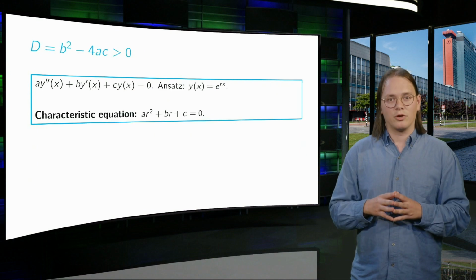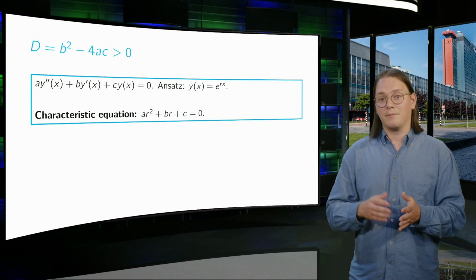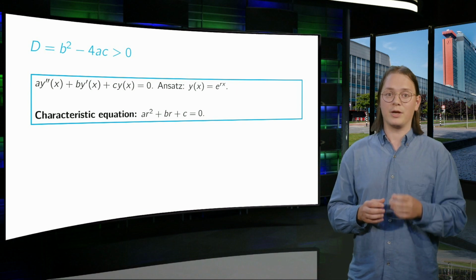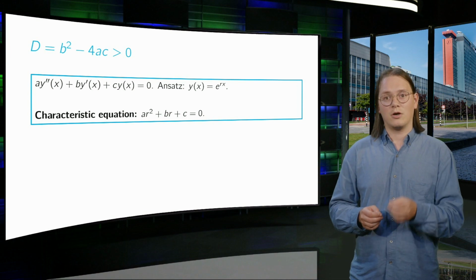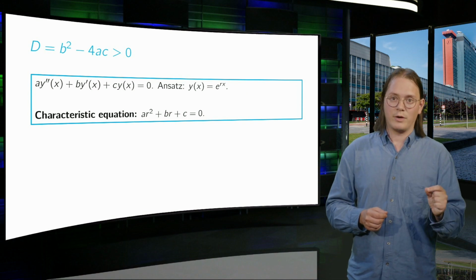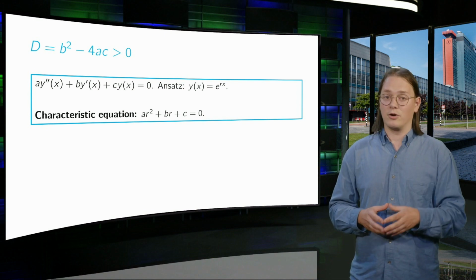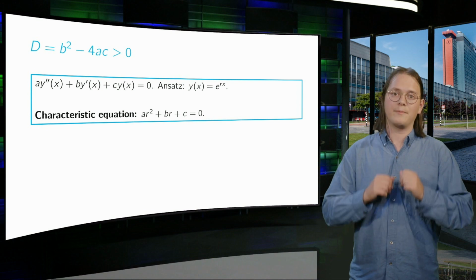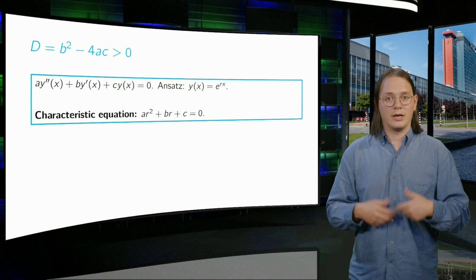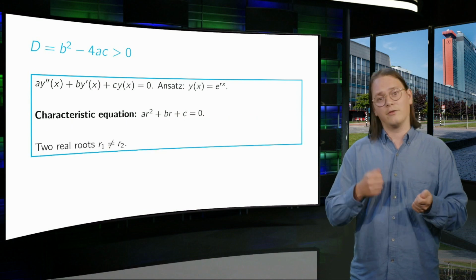We're considering the second-order differential equation a times y double prime plus b times y prime plus c times y equals 0. We tried the solution y of x is e to the power rx, which gave the characteristic equation a times r squared plus b times r plus c equals 0. Let's look at the case where d, which is b squared minus 4ac, is bigger than 0. If a, b, and c are non-negative, this corresponds to the overdamped harmonic oscillator. This is actually the most straightforward of the three cases. The characteristic equation now has two different real roots. Let's call them r1 and r2.